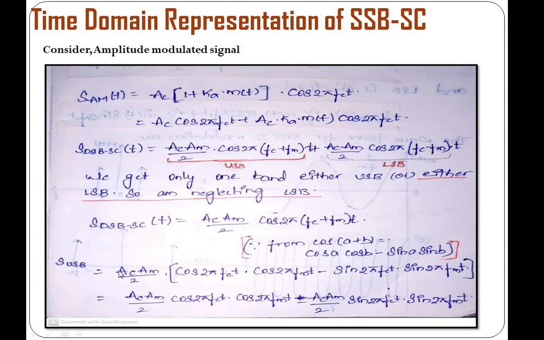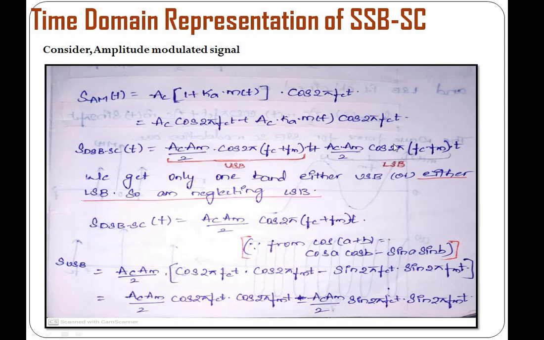Further, if you multiply this AcAm by 2, what you will get? AcAm/2 into cos 2πfct into cos 2πfmt minus AcAm/2 sin 2πfct into sin 2πfmt. This is how your single sideband modulation will be shown. Either it will be in upper sideband, or it will be of lower sideband.